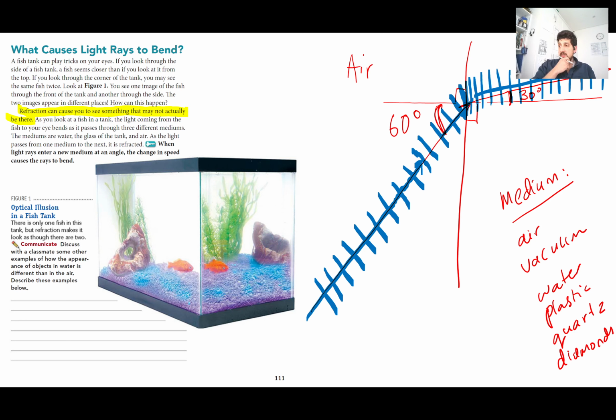We do have a question here. The question says, discuss with classmates some other examples of how the appearance of objects in water is different than in the air. Describe these examples below. So you might say, for example, that objects in water look bigger and closer than they actually are. Sometimes an object will look crooked. If part of it is underwater and another part is above water, then it might look like it's chopped in half, and it might look a bit more crooked. So anything like that would be okay.